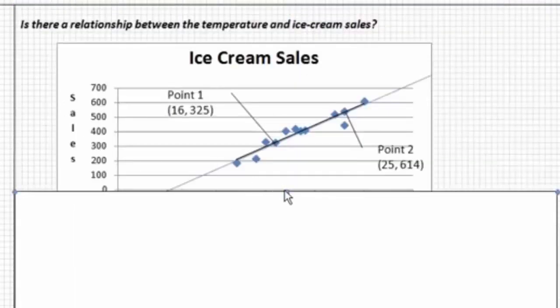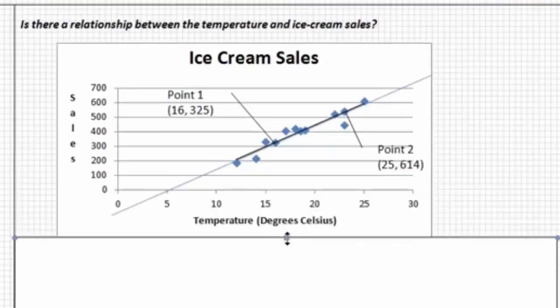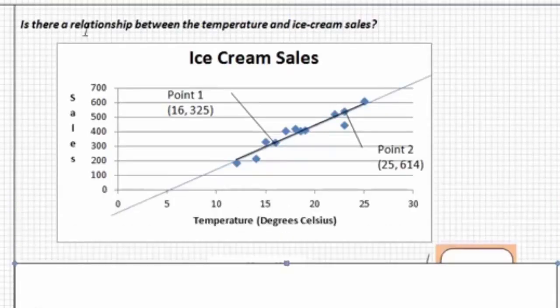So today we're going to be looking at ice cream sales. And we're asking the question, is there a relationship between the temperature and ice cream sales? Now you might have a few ideas about this as well, but let's take a look at what we have here on our graph. Along the x-axis we have the temperature as it was recorded at noon each day in degrees Celsius. Along the y-axis we have the sales each day at the end of the day.